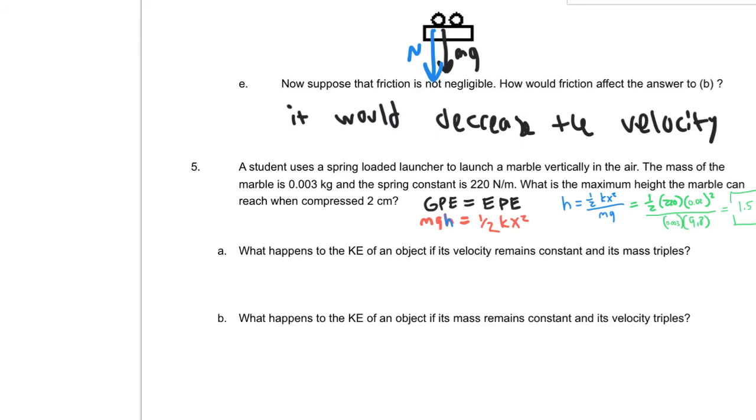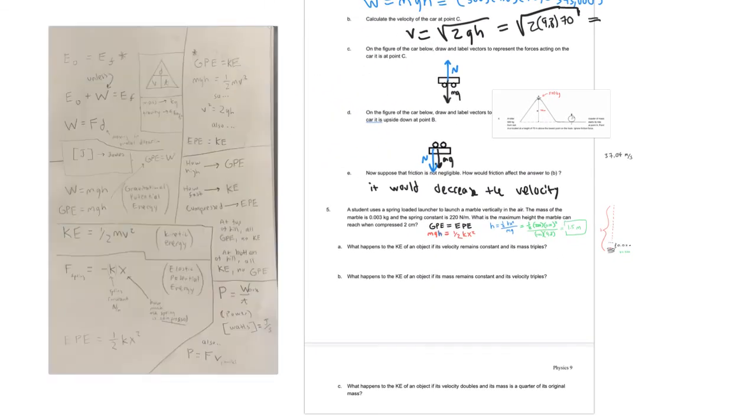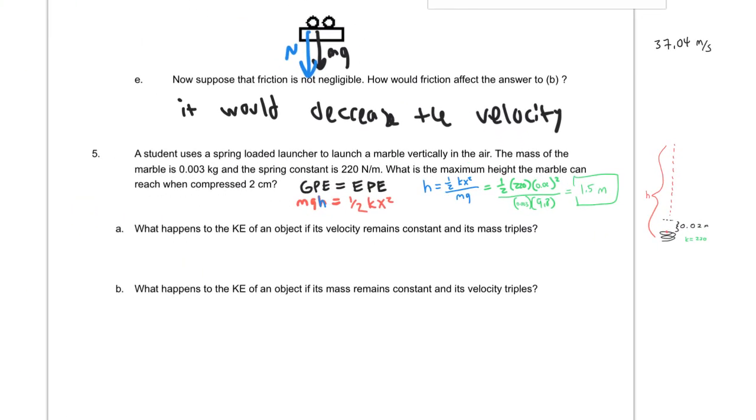So what happens to the kinetic energy of an object if its velocity remains constant and the mass triples? So really what they're saying is investigate the kinetic energy equation, and that is over here. According to this, kinetic energy is 1/2 times mass times velocity squared. So I'm going to write that. Kinetic energy is 1/2 mass times velocity squared.